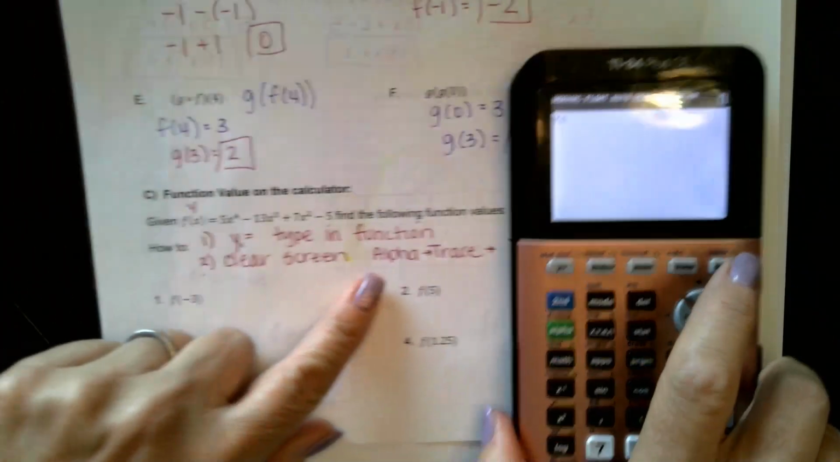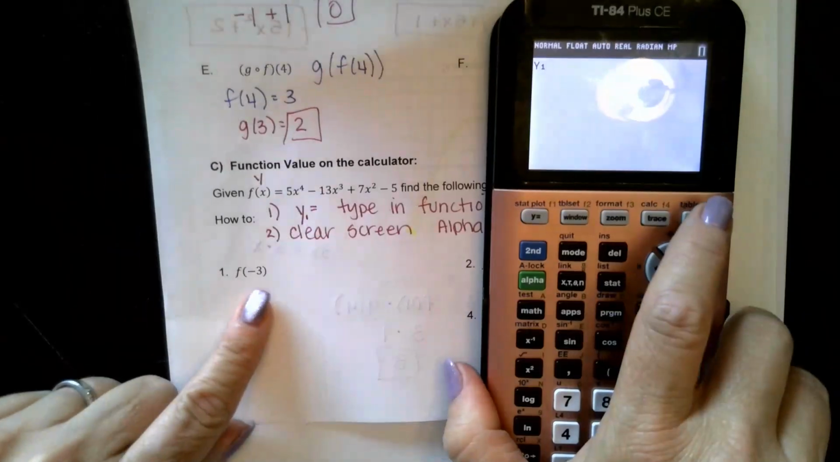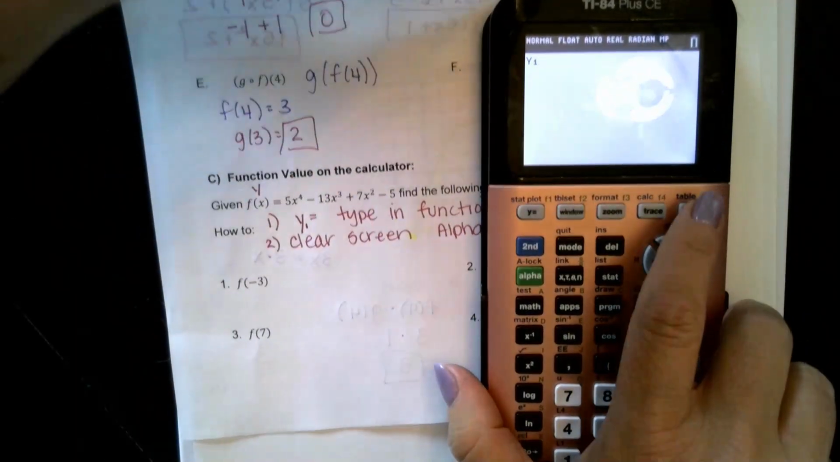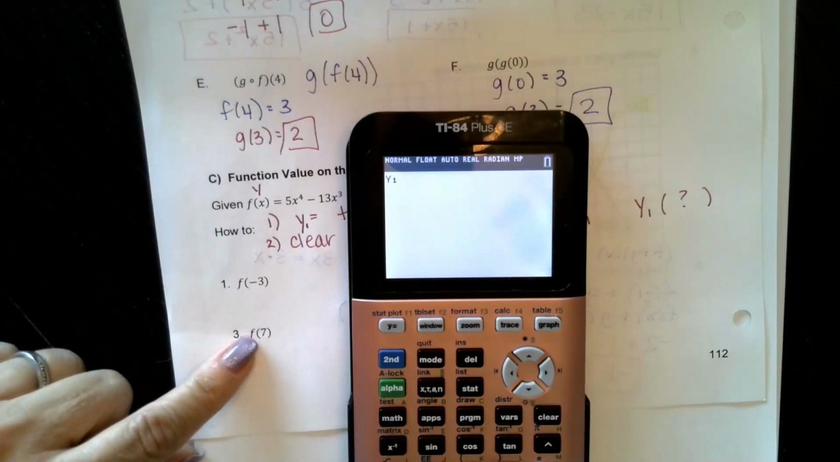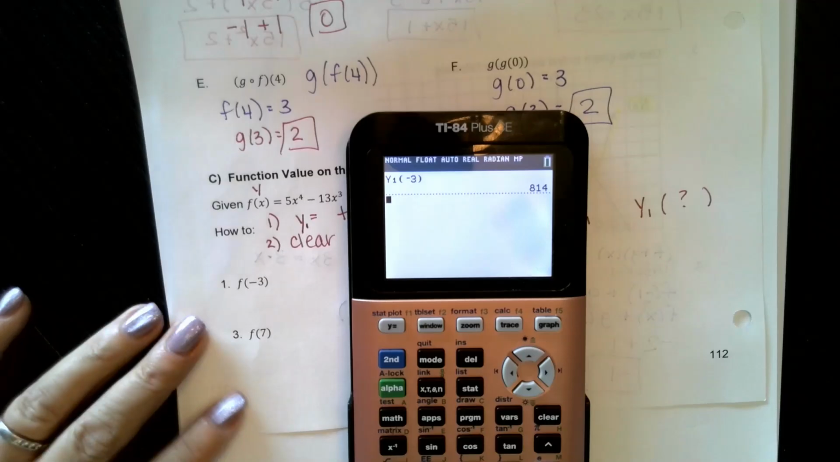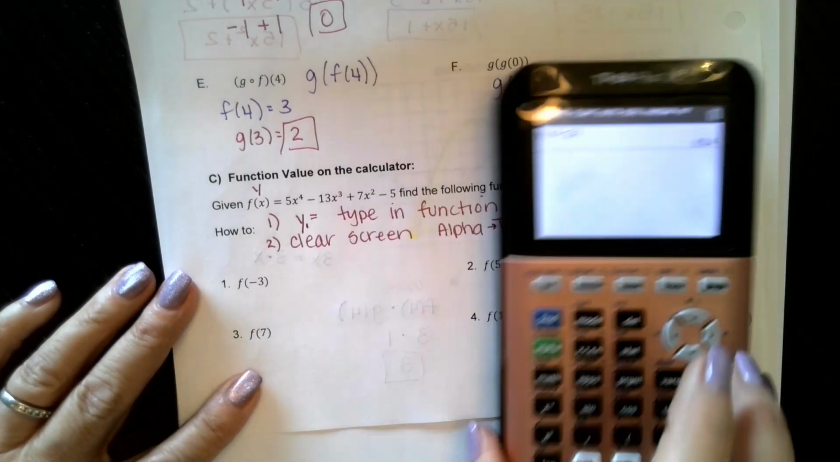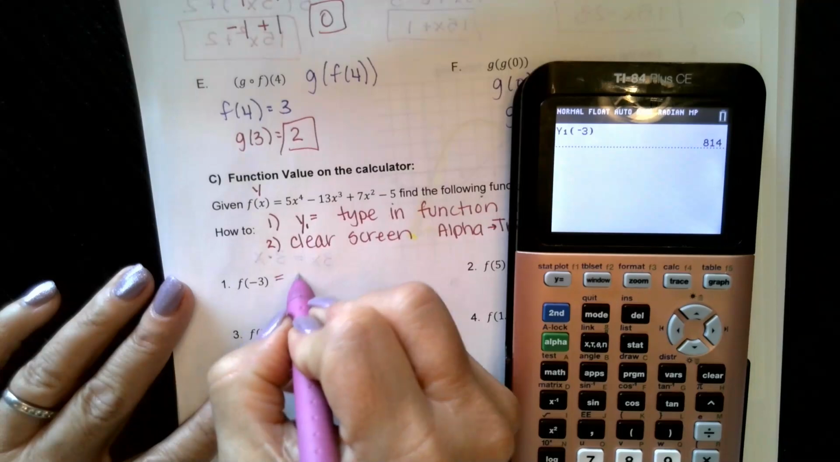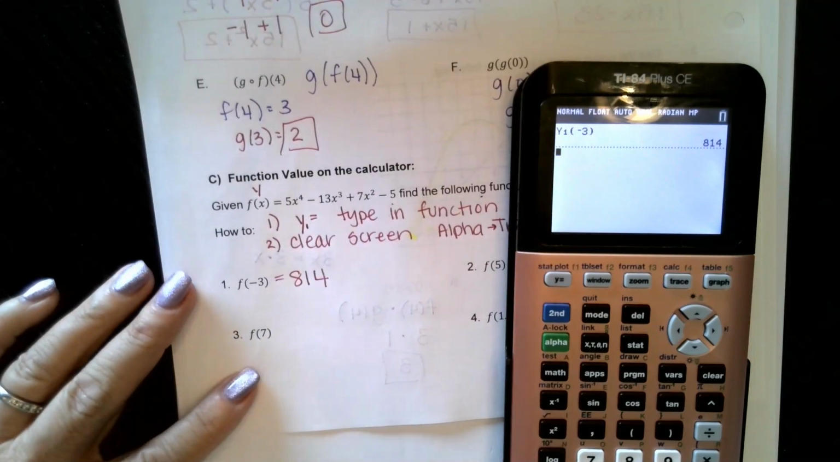Now I want to tell it what to run. Well, here I want to run the function when x equals -3. So I'm going to put parentheses, I'm going to do -3, make sure you're using negative and not subtraction, and I'm going to hit enter. And it tells me that my value of that function is 814. And that's my answer. I'm done.